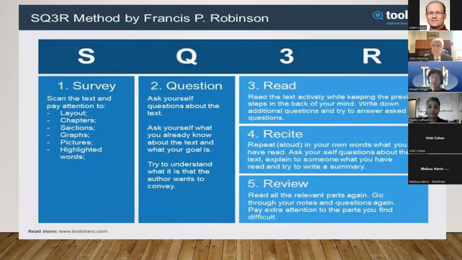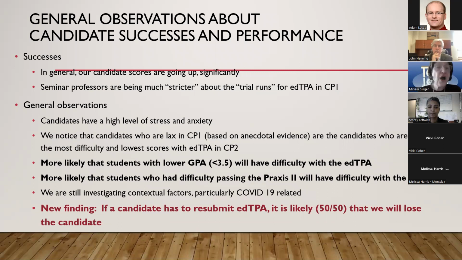I just want to remind people that in going across content, they might still consider using this SQRRR. Survey the page, question what it's about, read the material, work in a small group or a class to discuss it, and go back and review what they read. Okay? So our successes have been that our seminar professors are much stricter with their trial runs. We also have found, and I'm just going to draw your attention to the last bullet on this slide, that if a candidate has an incomplete or below a passing score, there's only a 50-50 chance that they're going to pass in the long run, mostly because they don't resubmit. They just give up.